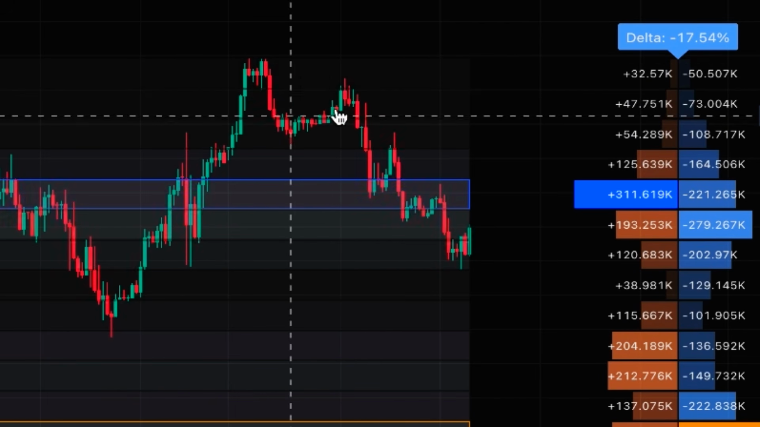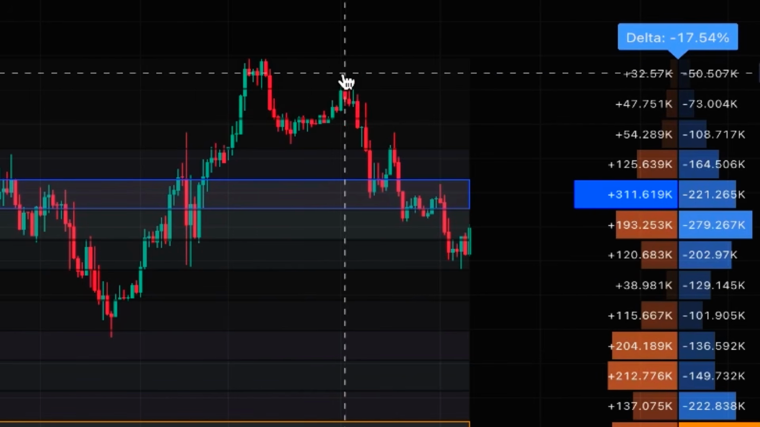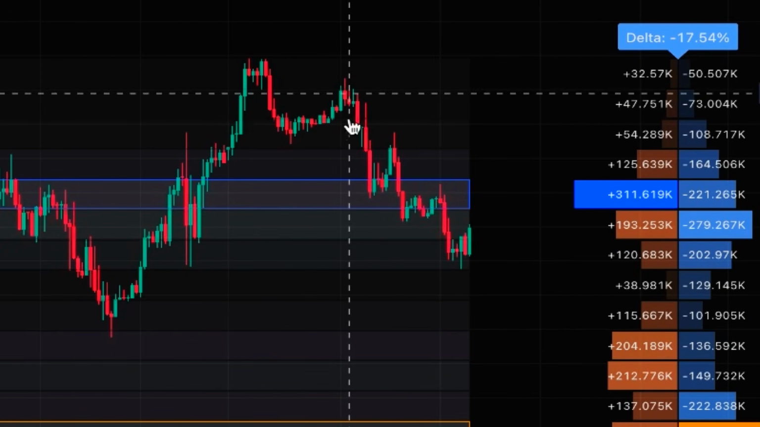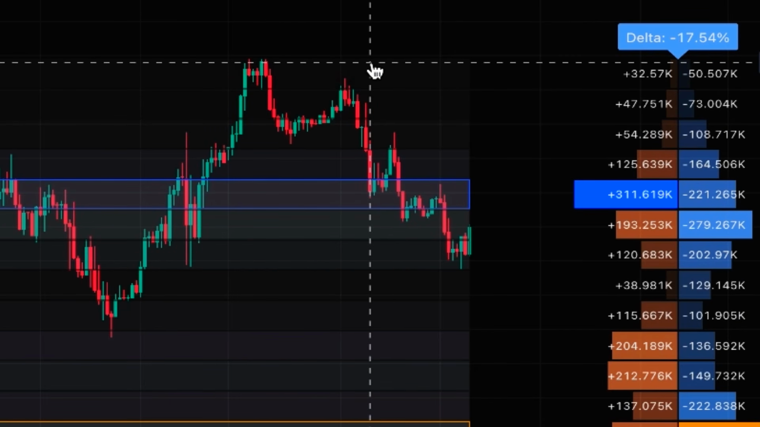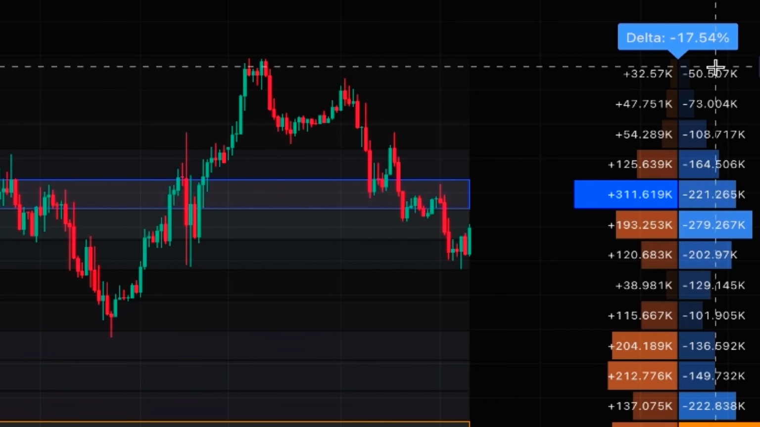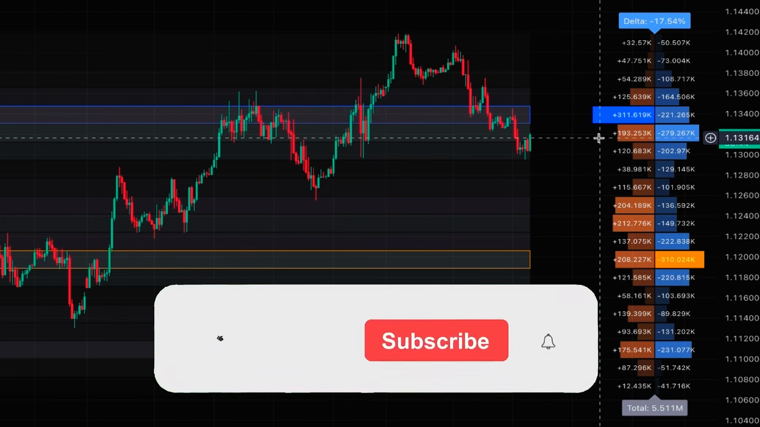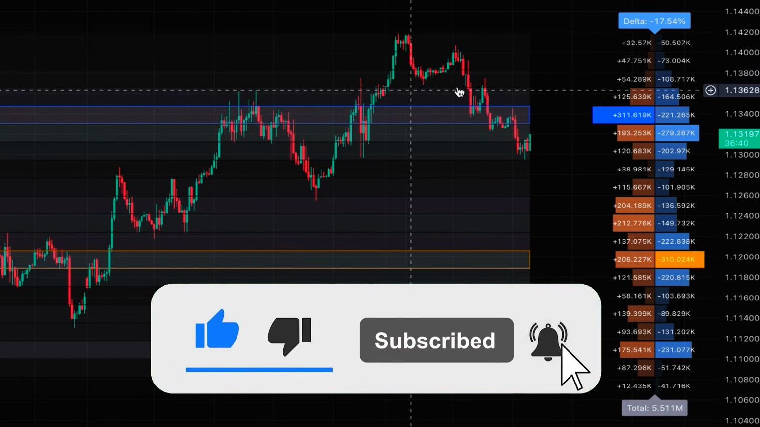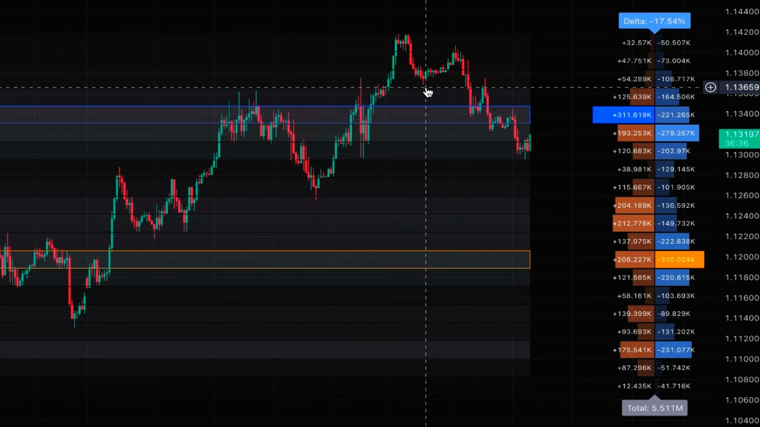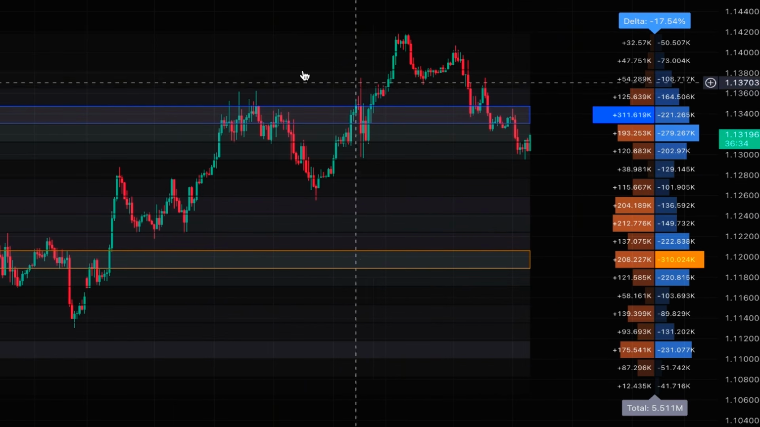After that, you can see that here we had a pullback and the price touched this zone and then got rejected and declined. So in this price range, we have a reaction of sellers, and the volume is also confirming this, as you can see. This is how you can analyze volume in different price ranges in conjunction with price action analysis to validate the levels or areas that you are identifying on the chart.